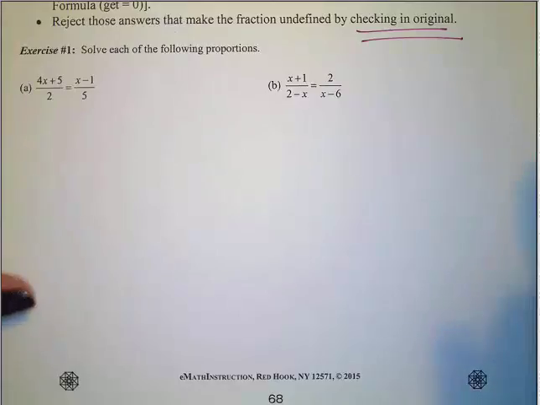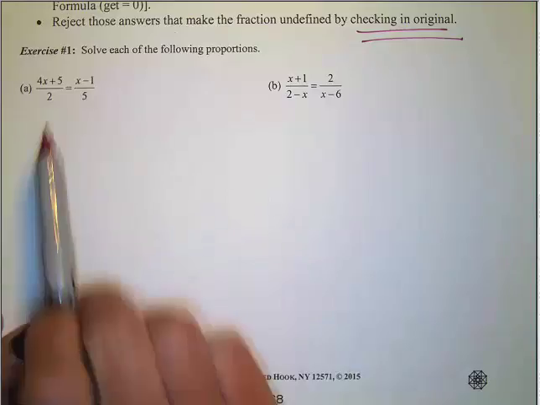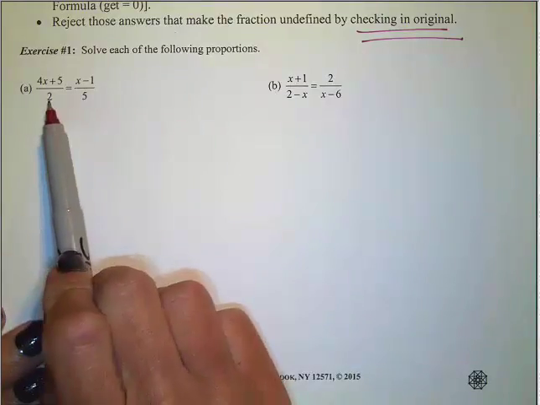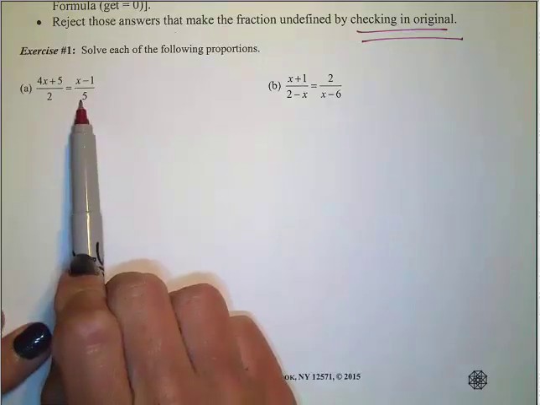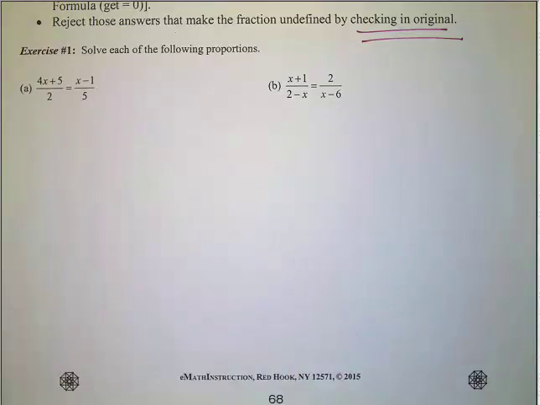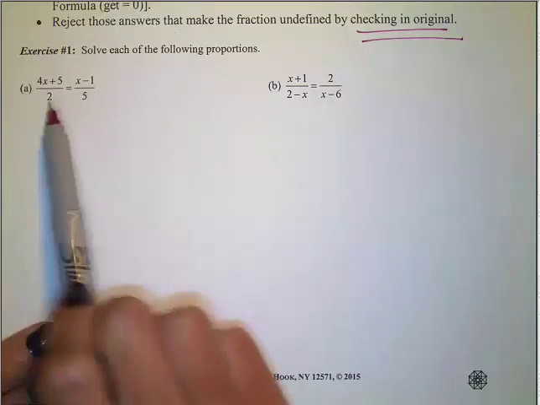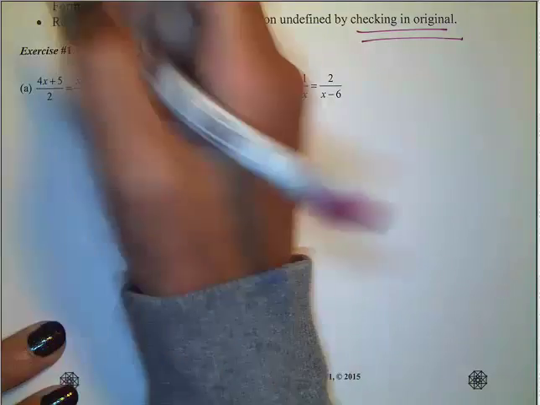So we want to state any values that make the fraction undefined. Well, there's nothing that's going to make this undefined, or this, because there's no variable. So, factor any expressions not already factored. Done. Choose the common denominator for the equation. So my denominators are 2 and 5, so my common denominator is 10.